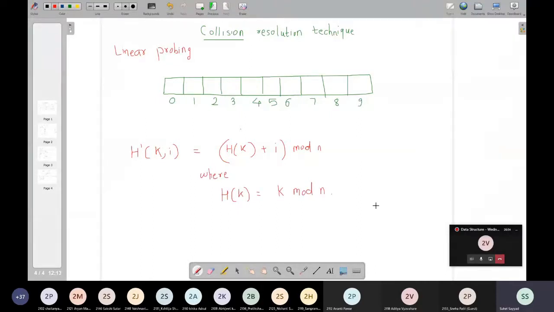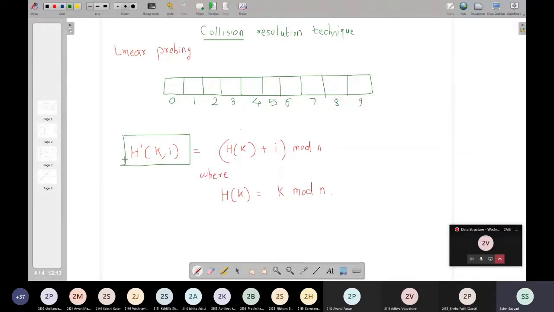What is the formula for linear probing? H dash of k comma i. This is our main term that we have to calculate. H dash is a hashing function. So what we are interested in calculating is H dash of k comma i. For calculating that, we calculate H of k plus i mod n. In which, what is H of k? H of k is k mod n, which is our basic division method.